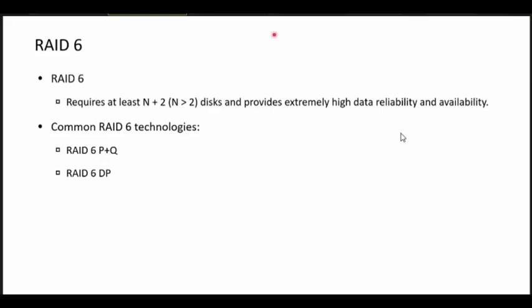So for RAID 6, there are 2 different technologies: RAID 6 PQ and RAID 6 DP. Do not ask me how RAID 6 PQ works. Nobody knows. Somebody can tell you the configuration, but I do not know how RAID 6 PQ works. RAID 6 DP, I can tell you. RAID 6 PQ uses something called the Galois field, I think it's called.